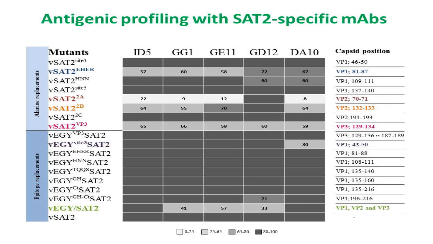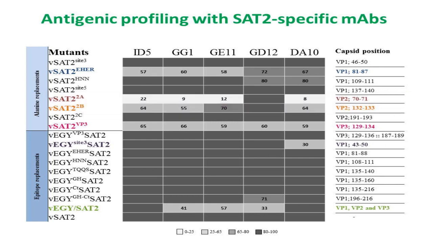To bring your attention to these two mutants here, we found that there was a reduction in binding towards 1G5, G1, G11, and DA10, and this result confirms the finding that we previously found in the work that was published by Opperman 2014, the work that was done in our lab. And these results confirm that these two regions, VP2 70 to 71 and VP2 132 to 133, are indeed the antigenic regions of the SAT2 virus.